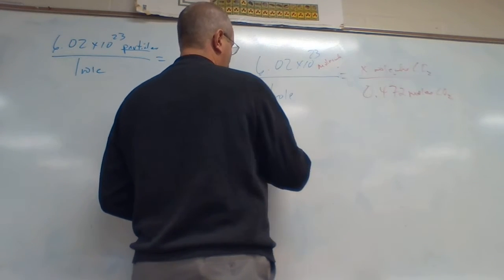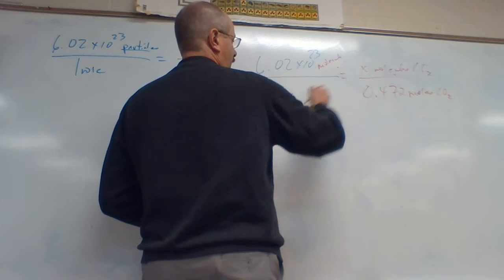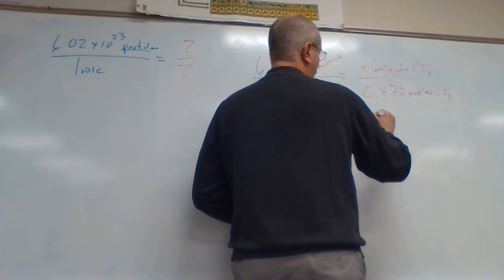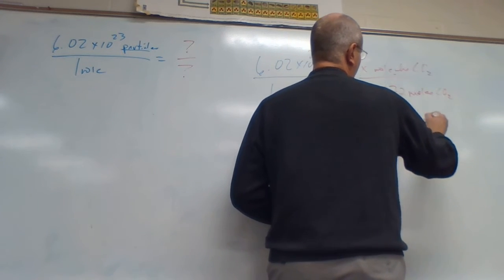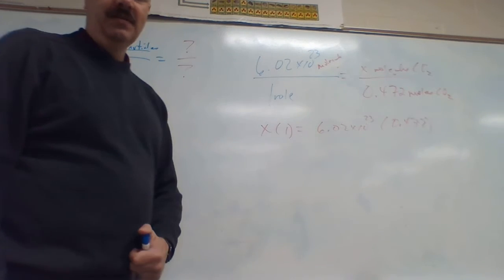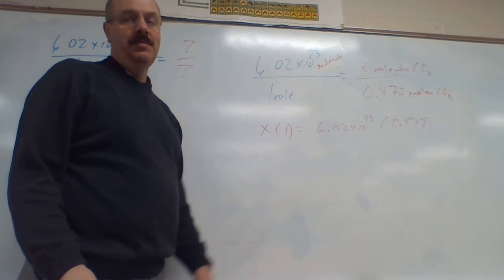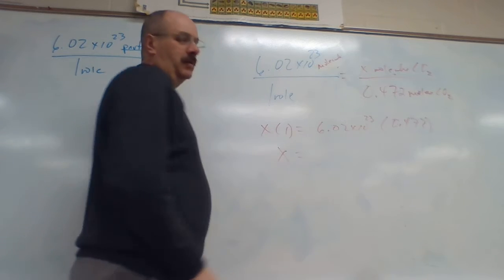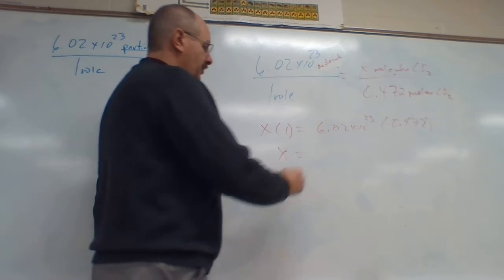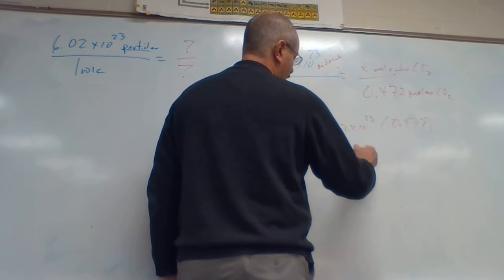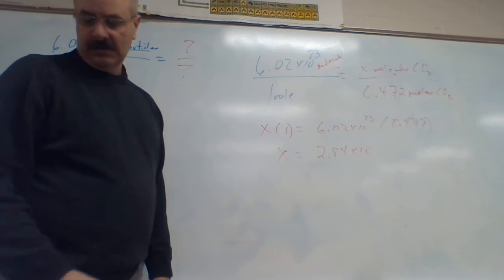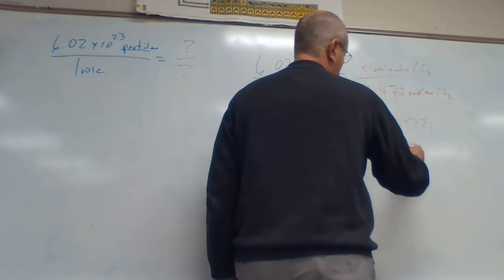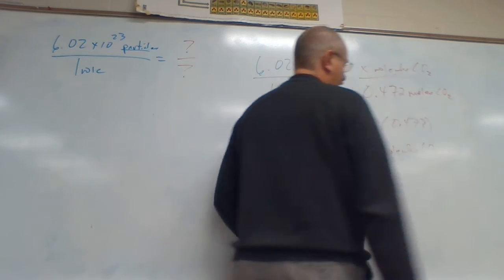So cross multiply X times 1. That was this direction. Now we're going to go the other direction. So it's 6.02 times 10 to the 23rd times 0.472. Notice this is different this time than last time. Last time we had to divide, this time we're going to multiply. That's why it's so important to do this cross multiplication piece. So X equals, multiply this out, and you should get 2.84 times 10 to the 23rd. And what were we finding? Molecules of carbon dioxide is the answer.